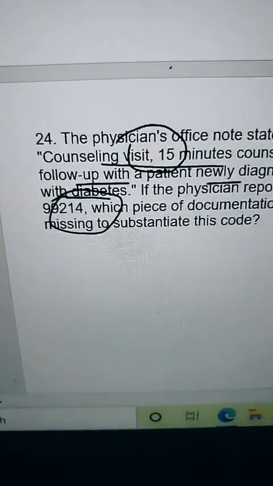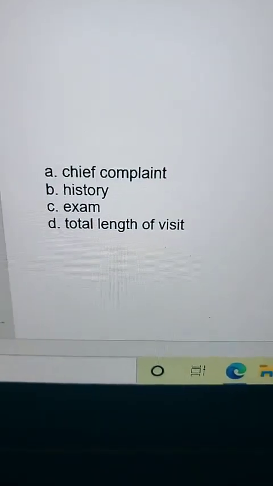30 to 39, and we only have 15 minutes. So what did they forget to add?